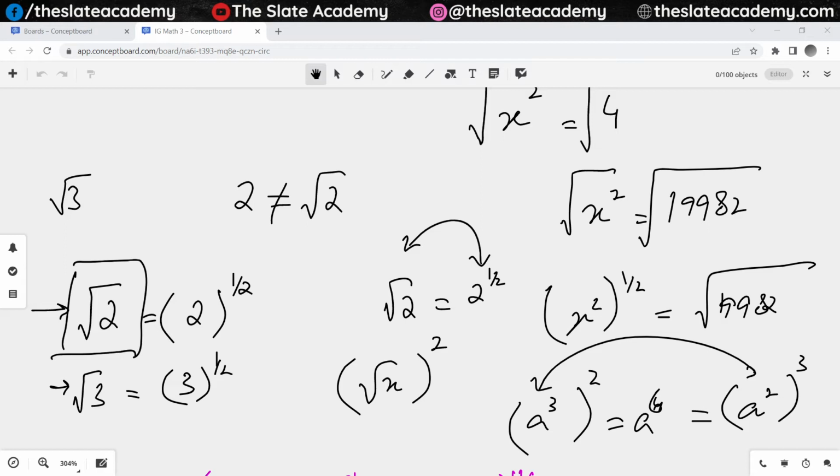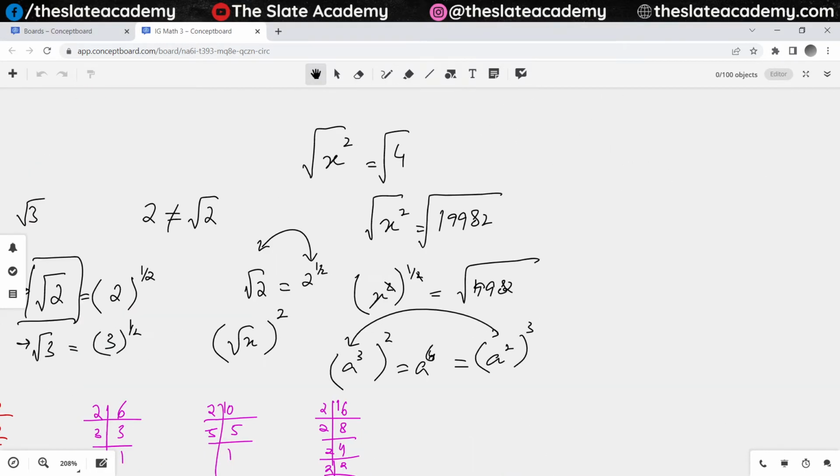So that is why I told you that if I have got x squared and I take square root of that, power on top of power, the powers multiply, so 2 cancels with 1 over 2, it becomes 1, and the answer would be x is equal to under root 19982, and you can find that value in the calculator. Got it?